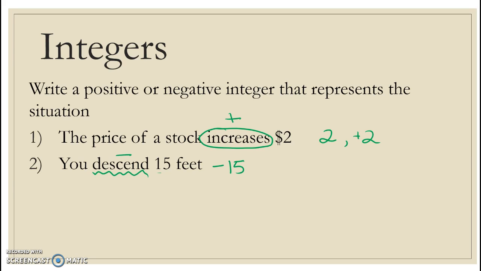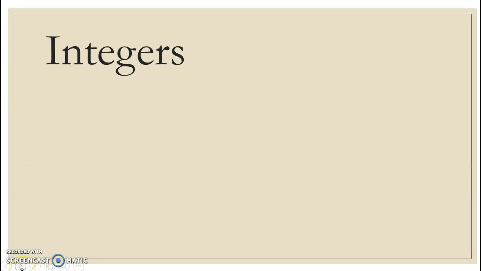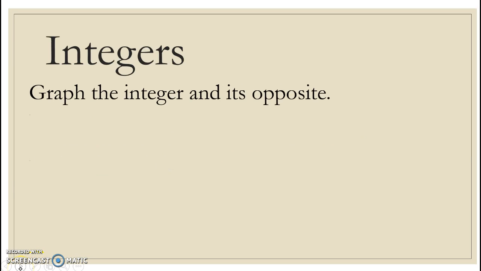So that's writing positive or negative integers that represent a situation. So we find that keyword that tells us if it's positive or negative, and then use the number that's within our situation. Our next question on integers is graphing the integer and its opposite. So the key here is we're given an integer, like for our first example, 8, and we need to graph that and its opposite, which here is negative 8, on a number line.